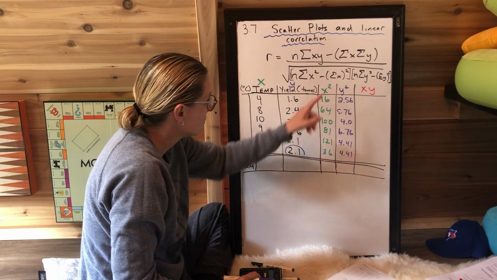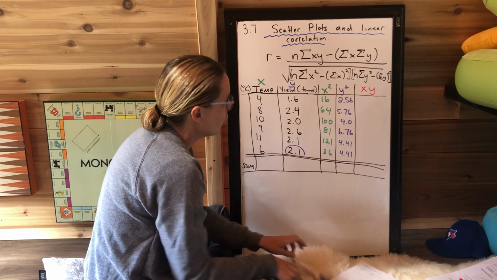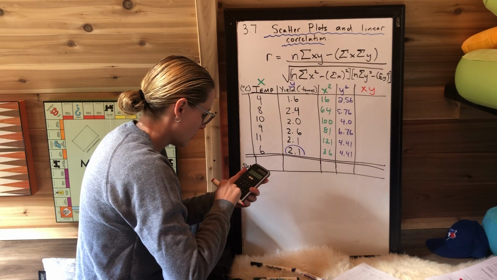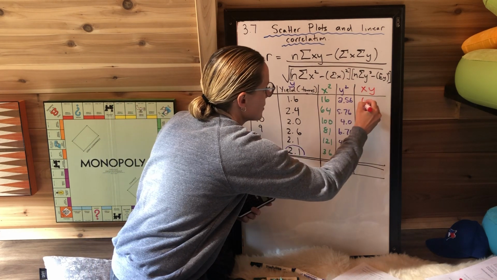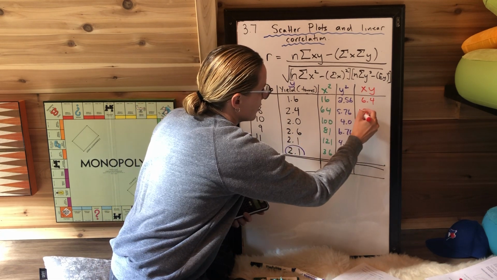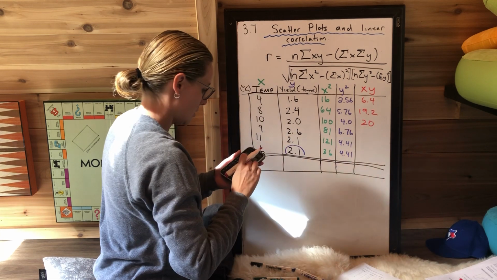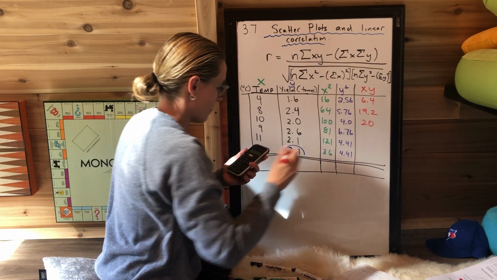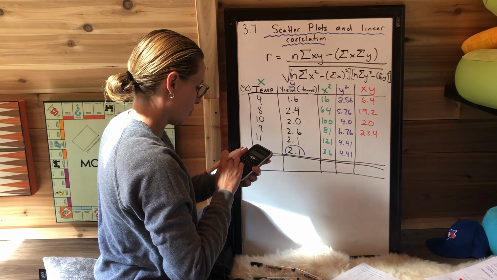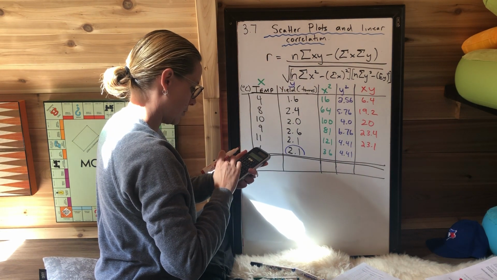So all I'm asking you to do here: square a column, square a second column, then multiply the two columns together. So x times y. So x times y, again, get your calculator out. 4 times 1.6, 6.4. 8 times 2.4, 19.2. 10 times 2 is 20. 9 times 2.6, 23.4. 11 times 2.1. And 6 times 2.1.